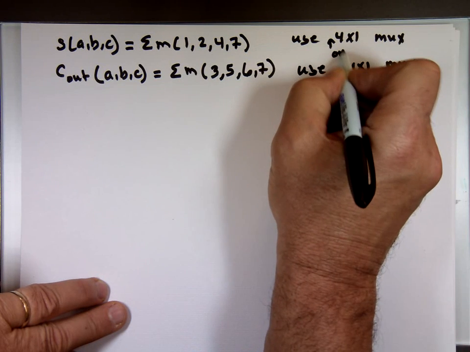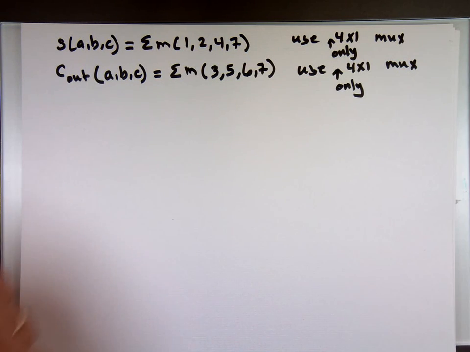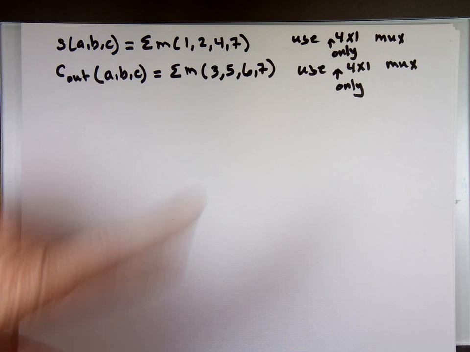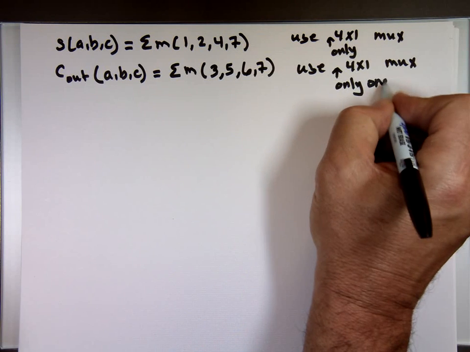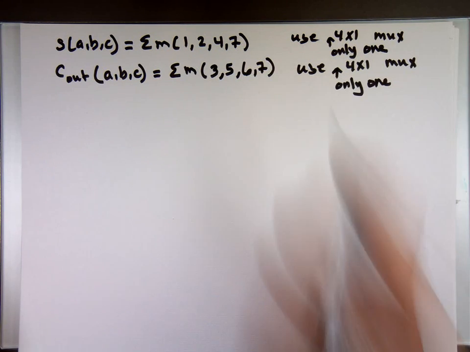I don't want you to take a lot of 4 by 1s and try to make an 8 by 1 mux out of them. So how can I do it with only one 4 by 1 mux for each of the outputs? Only one. I should write only 1 so you'll know. Only one 4 by 1 mux.